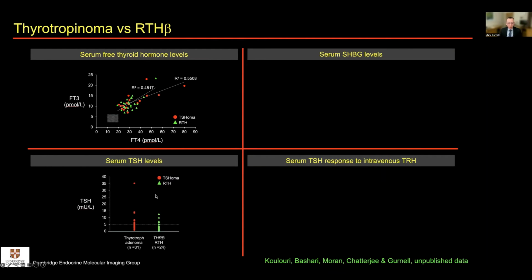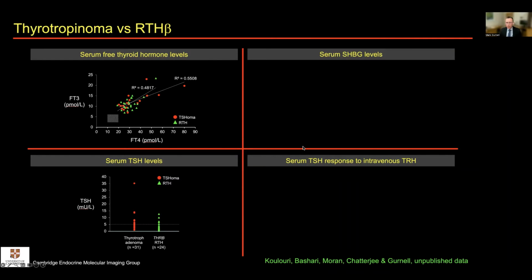Equally, it can be extremely difficult to separate the two conditions based on TSH levels. TSHomas may have a tendency to occasionally have higher TSH levels, but in many patients, these TSH values fall within the appropriate reference range or only slightly elevated, as can be seen in patients with RTH beta.